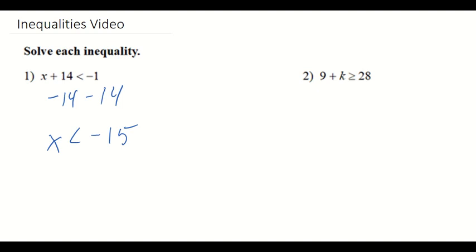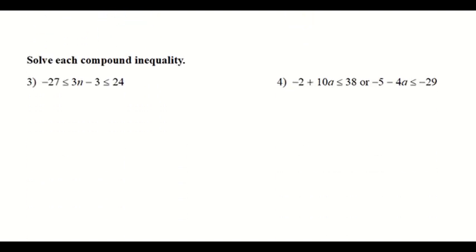So x is less than negative 15, so our lower bound here is negative infinity, and our upper bound is negative 15. On the next screen, you'll have to input your answer in interval notation for question number 2.